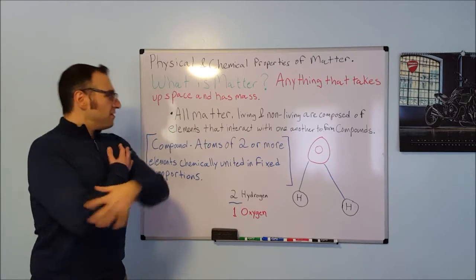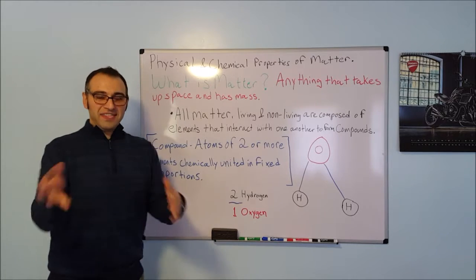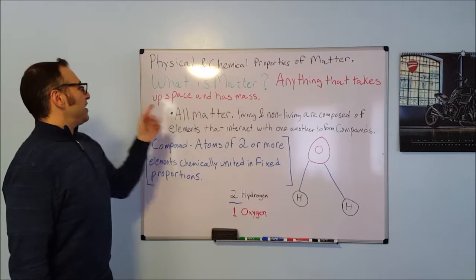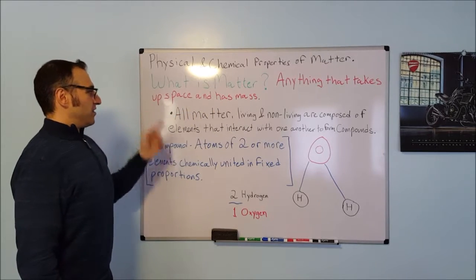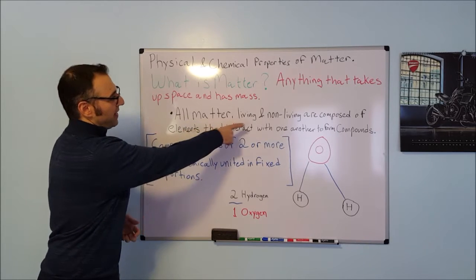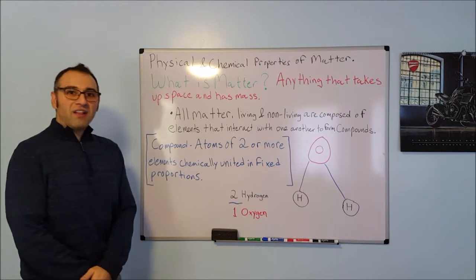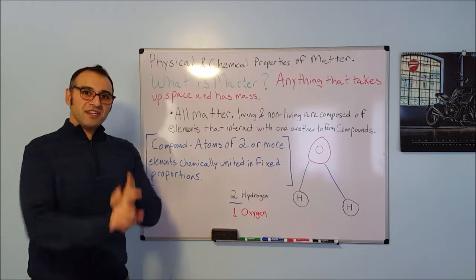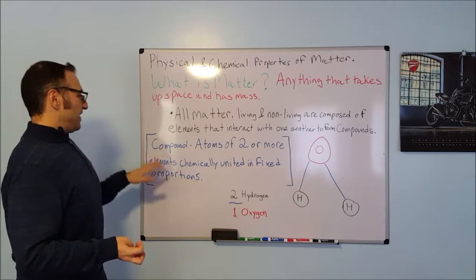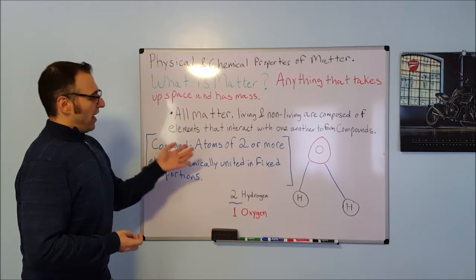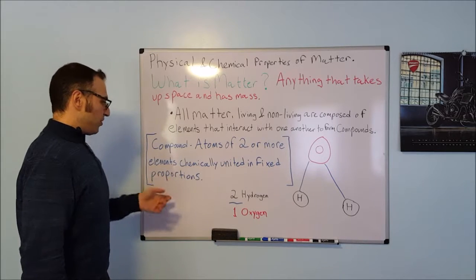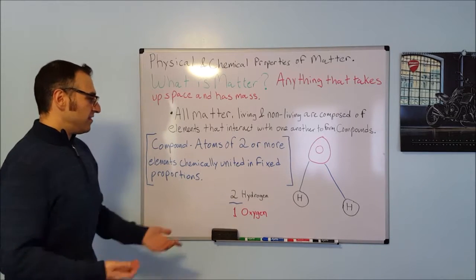So I'm matter, this board is matter, even the cell phone taking this video is matter. It's basically anything that takes up space and has mass. What we also need to know is that all matter, living and non-living, are composed of elements that interact with each other to form compounds. Well, that's great. So let's just identify a compound, which are atoms of 2 or more elements chemically united in fixed proportions. Okay, that makes sense.